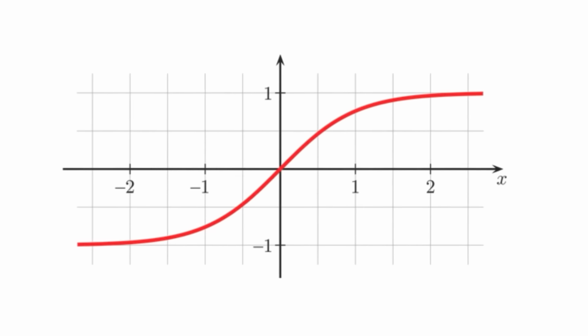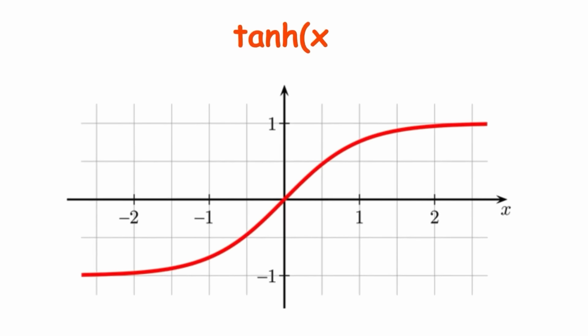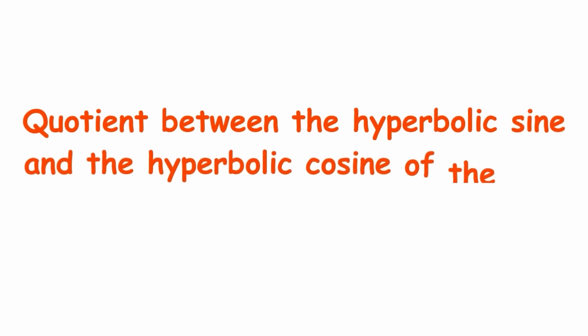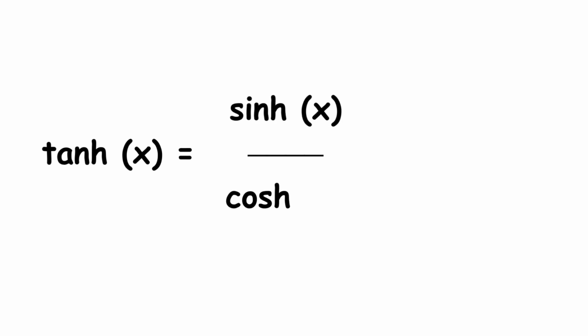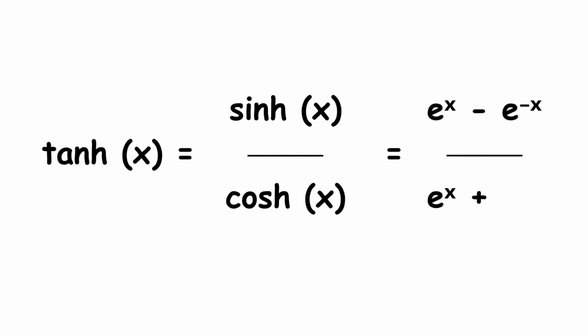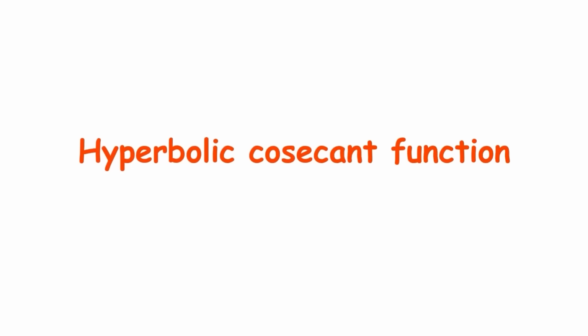Hyperbolic tangent function. The hyperbolic tangent of a real number x is denoted by tanh of x and is defined as the quotient between the hyperbolic sine and the hyperbolic cosine of the real number x. Tanh of x equals sinh x over cosh of x equals e to the power of x minus e to the power of negative x over e to the power of x plus e to the power of negative x. Hyperbolic cosecant function.